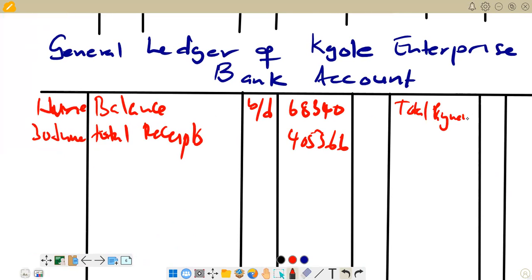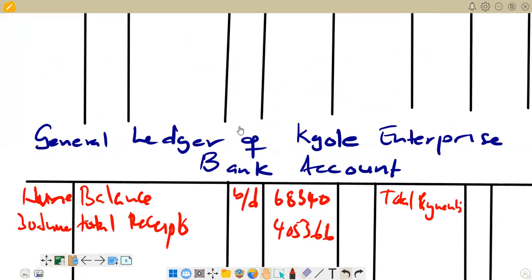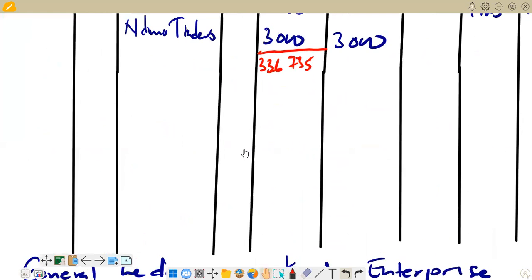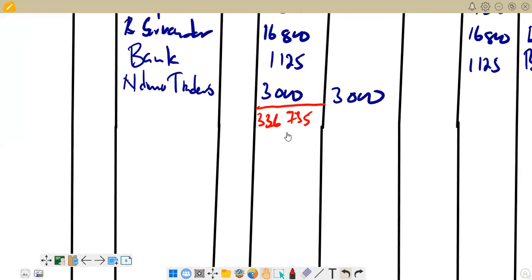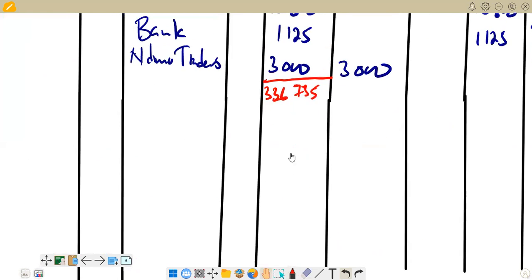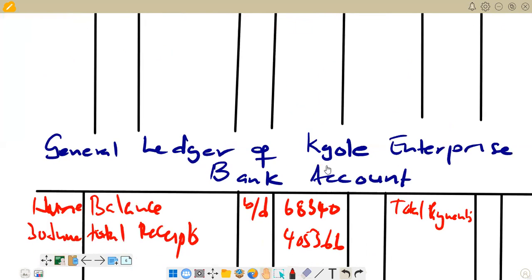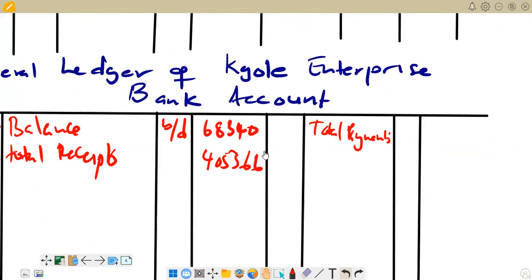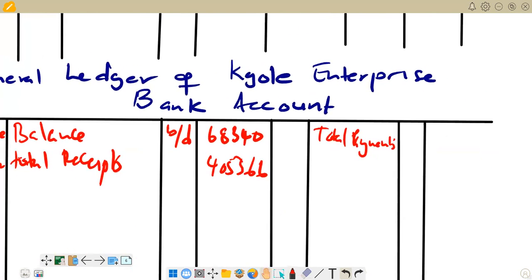Total payments. For the total payments, again, we check in the payments journal. What total did you get? We got 336,735. So this one will come on the credit side, as our total payments here. So we are saying 336,735. So this is what we have.